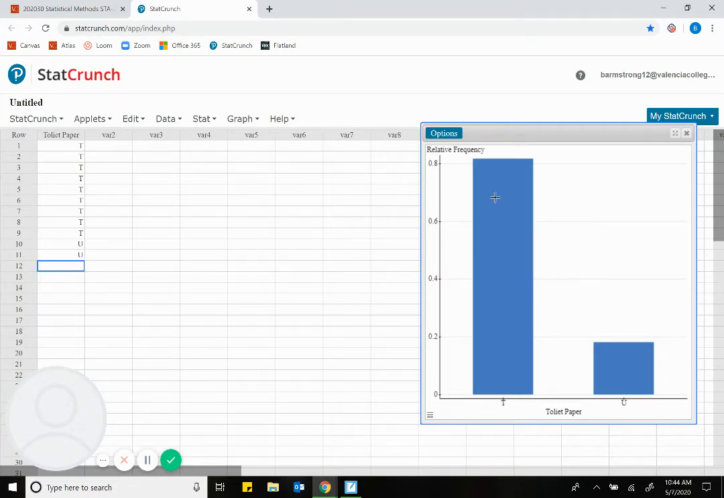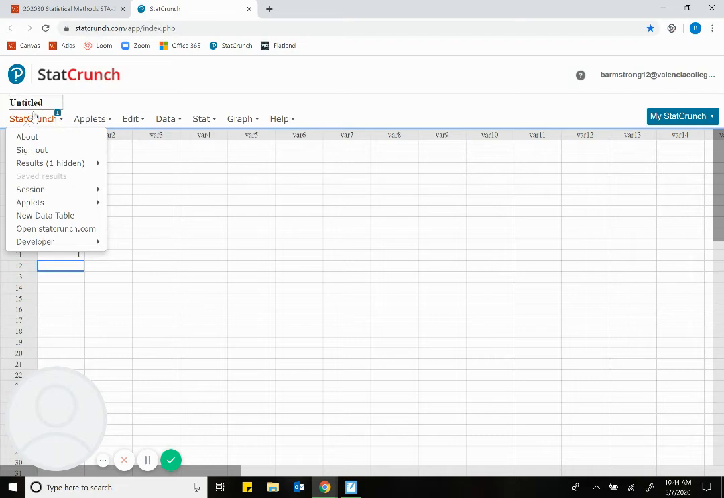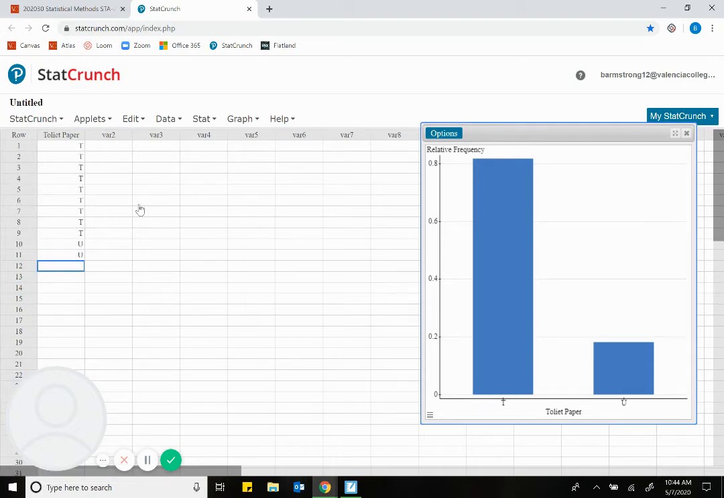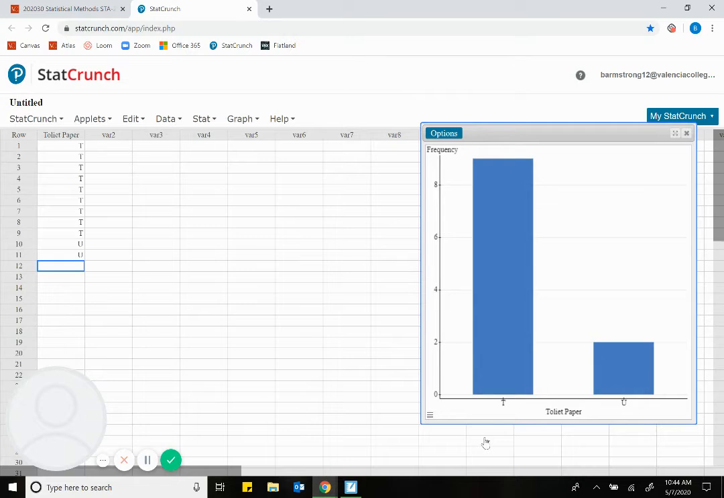All right, so there are lots of cool things you can do. And again, I can get rid of this, but just remember, just because you hit the X doesn't mean it's gone. It just went over here to StatCrunch, and we were just hiding it. So if I wanted to see it again, I just click on it. Oh, look, there it is. So there's our toilet paper information as a bar chart. I'm going to put it back as the frequency.